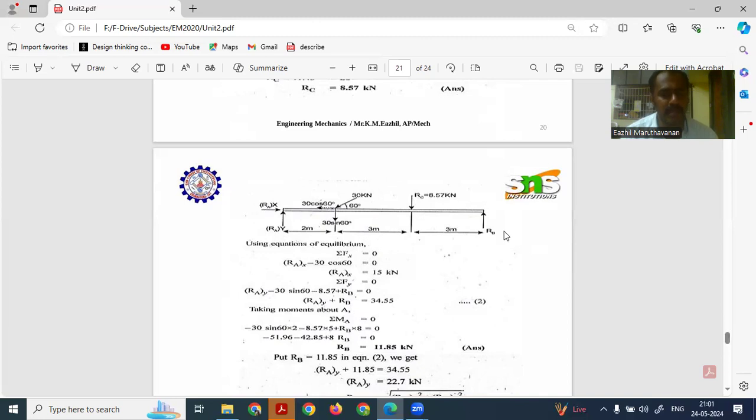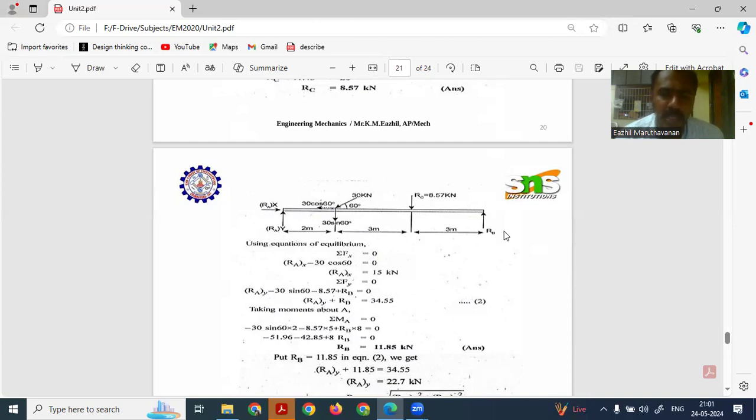We have to identify the moment. Sigma MA is equal to 0. Here, for sigma MA, the two forces acting at point A become 0 since the perpendicular distance is 0. Similarly, the horizontal force also becomes 0. So we have to take only the vertical forces. 30 sin 60 is in the clockwise direction, so minus 30 sin 60, and the perpendicular distance is 2.